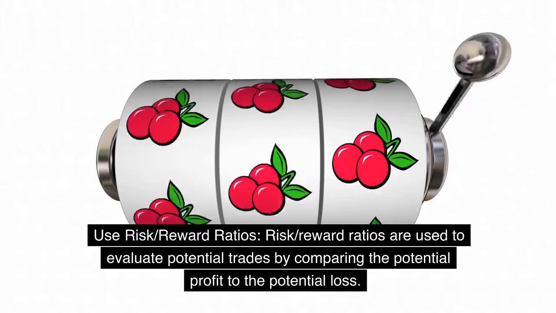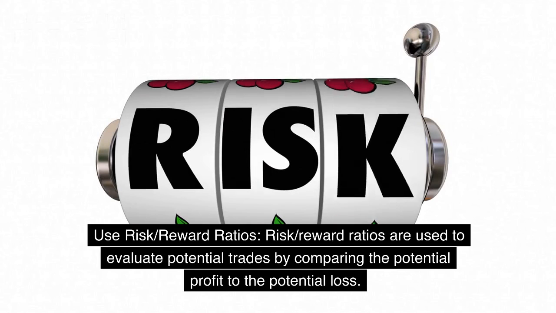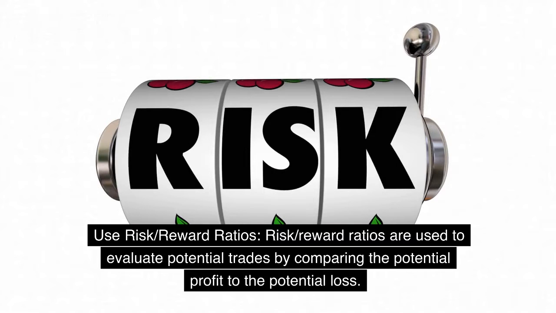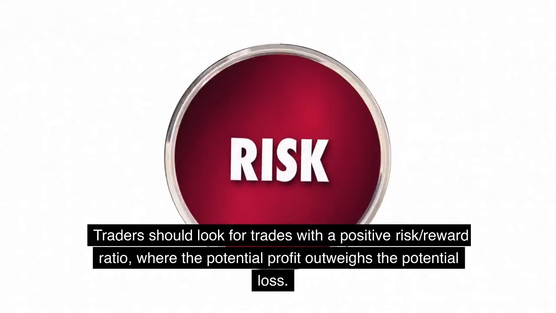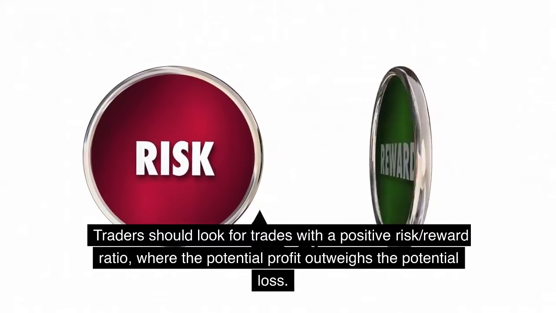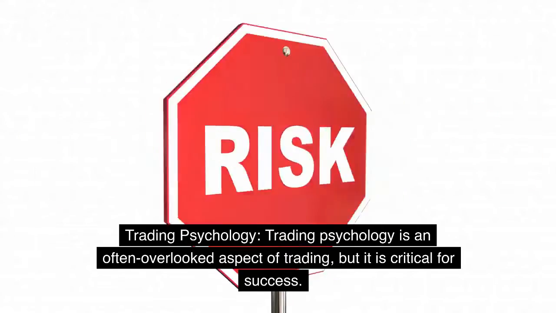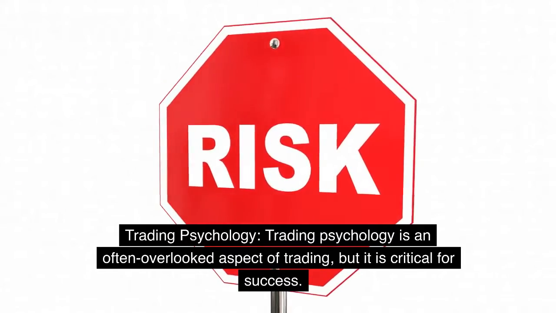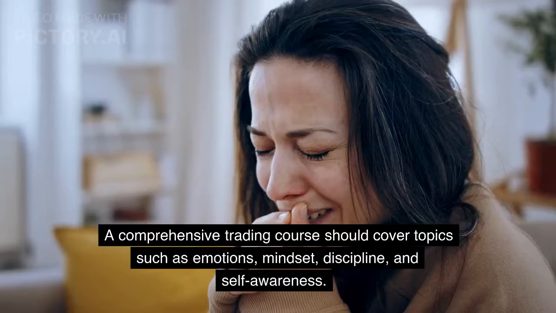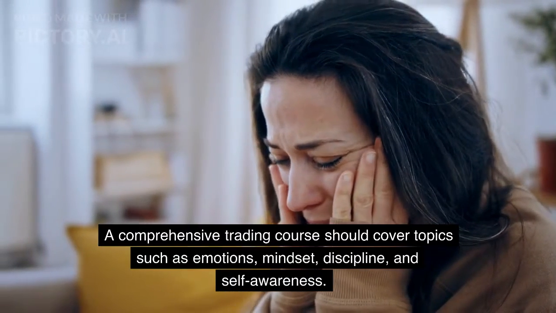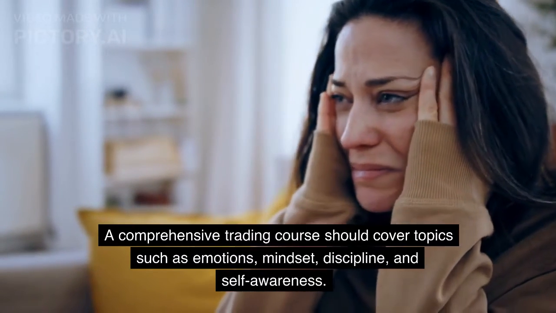Use risk-reward ratios. Risk-reward ratios are used to evaluate potential trades by comparing the potential profit to the potential loss. Traders should look for trades with a positive risk-reward ratio, where the potential profit outweighs the potential loss. Trading psychology. Trading psychology is an often overlooked aspect of trading, but it is critical for success. A comprehensive trading course should cover topics such as emotions, mindset, discipline, and self-awareness.